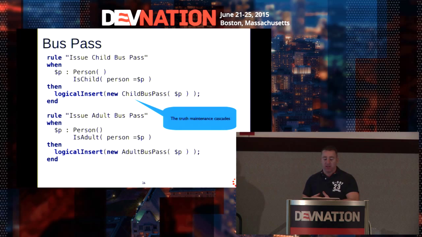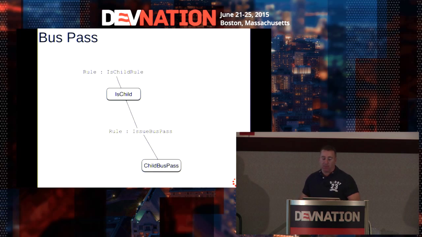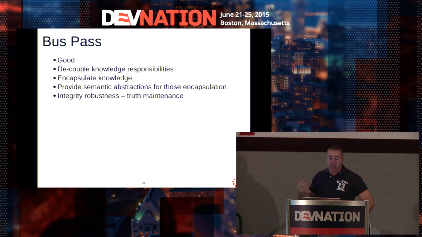And we also now logically insert the bus pass for the adult and logically insert the bus pass for the child, because it means when they change from 15 to 16, it will remove the child inference and it will remove the child bus pass automatically. So you're not going to have any 16-year-olds with children bus passes. And this creates a chain. These logical insertions create a chain of objects. If any of the objects above the hierarchy is automatically deleted, everything below is deleted as well. And this is good because it decouples knowledge responsibilities, encapsulates knowledge, makes it semantics, and it gives robustness. It's robust to change. It gives you integrity.